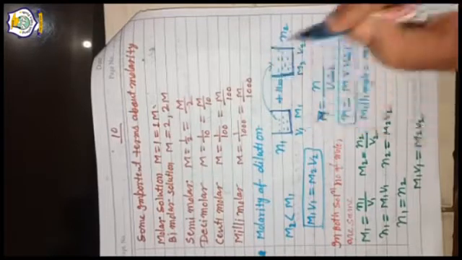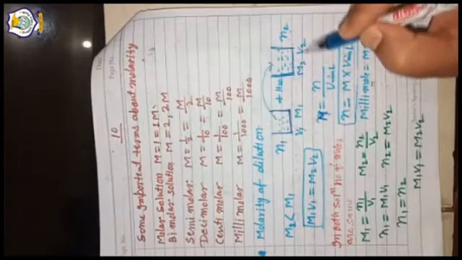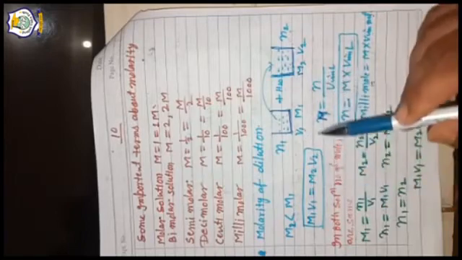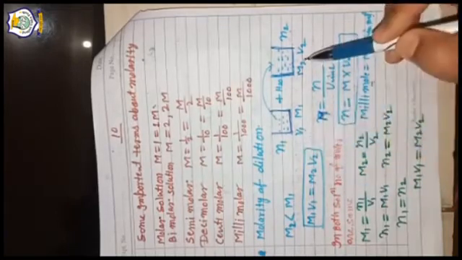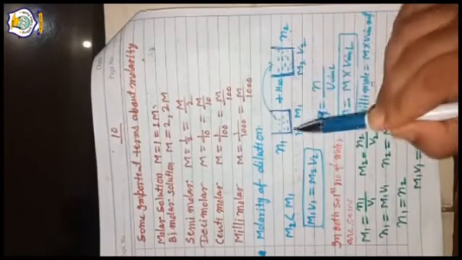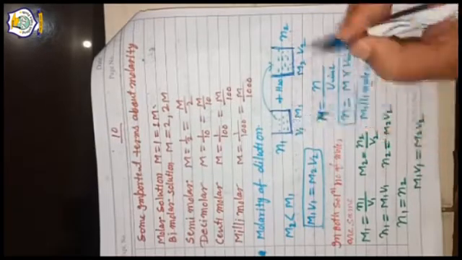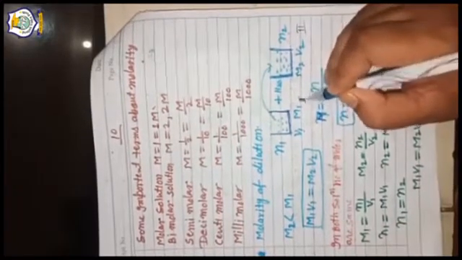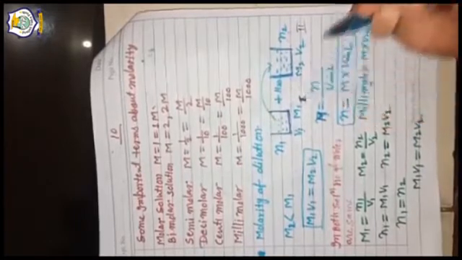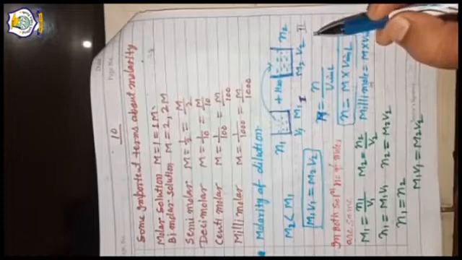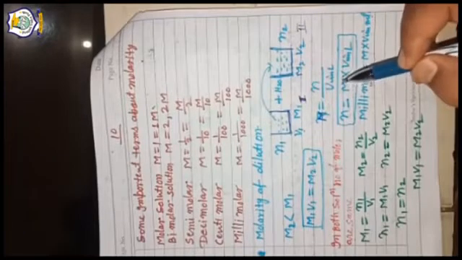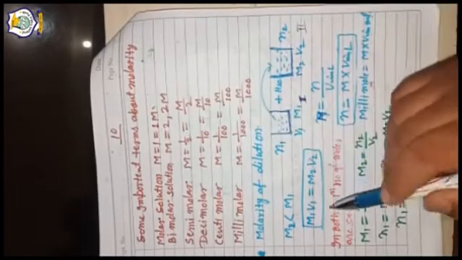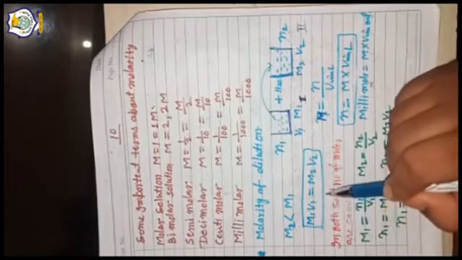In this solution, the molarity M2 is always less than M1 because the number of moles in both solutions is the same, but the volume in this solution is greater than in the first solution. The number of moles is the same, but the volume is greater. Due to increasing the volume, the molarity of solution decreases. The molarity on dilution is calculated by using the formula M1V1 equals M2V2.